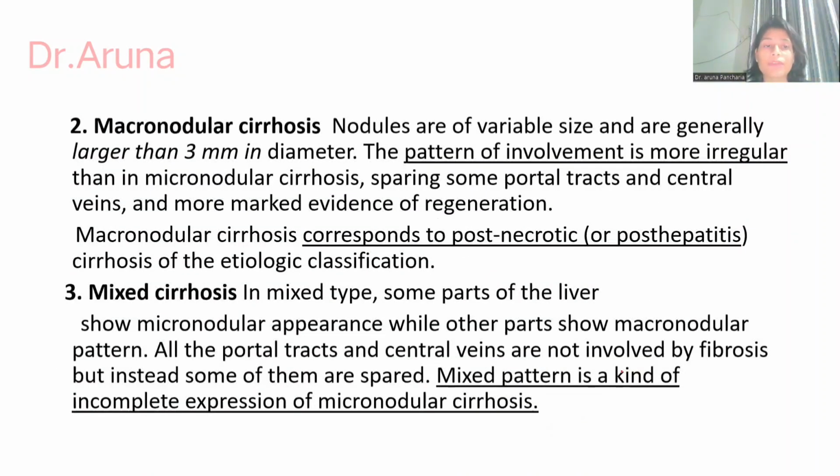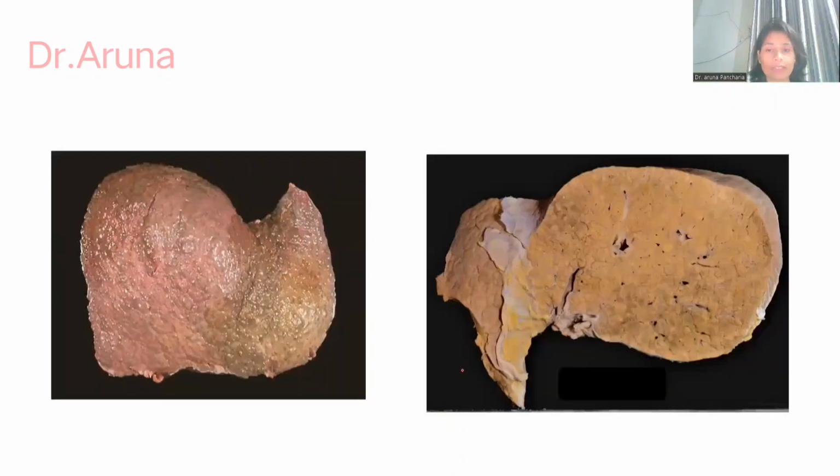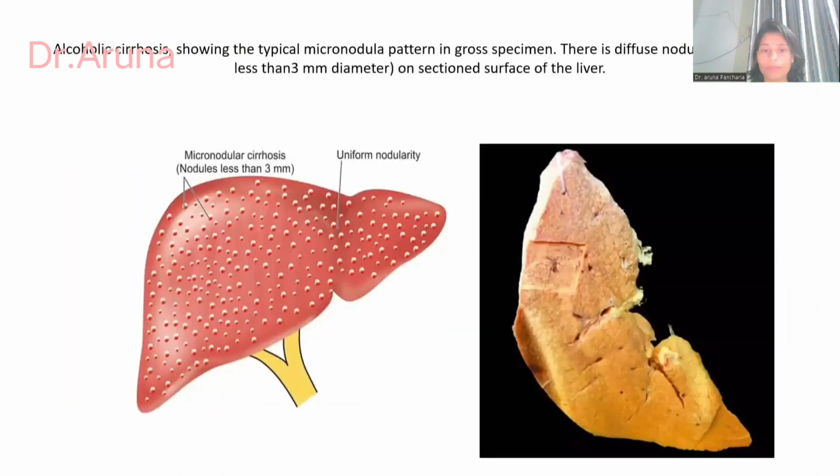So we can say alcoholic cirrhosis starts as micronodular and can land up as macronodular. Now, the best example of macronodular cirrhosis is the post-necrotic type of cirrhosis. And here the mixed pattern is a kind of incomplete expression of macronodular cirrhosis and is seen in the alcoholic type. This is a gross picture. Here you can see the micronodules on the surface of the liver. Here this is the cut surface. All these are the nodules and these are the macronodules.